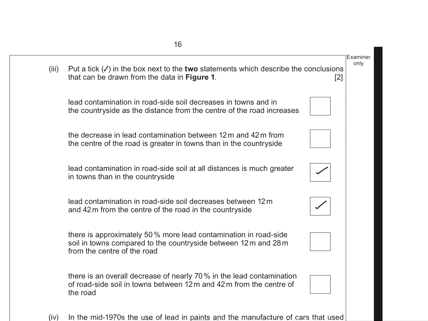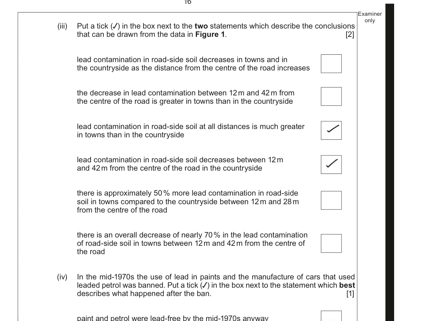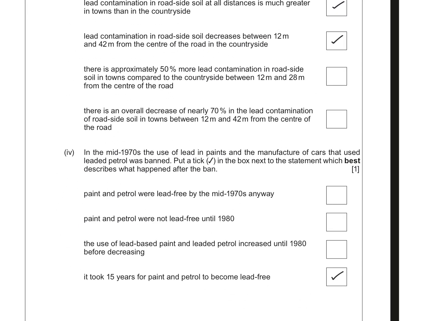Put a tick in the box in the 2 statements which describe the conclusions that can be drawn from figure 1. It's that lead contamination in roadside soil at all distances is much greater in towns than countryside, and that lead contamination in roadside soil decreases between 12 metres and 42 metres from the centre of the road. Then finally, in the mid-1970s, the use of lead in paint and the manufacture of cars that use leaded petrol was banned. Put a tick in the box next to the statement which best describes what happened after the ban. Is that it took 15 years for paint and petrol to become lead-free.